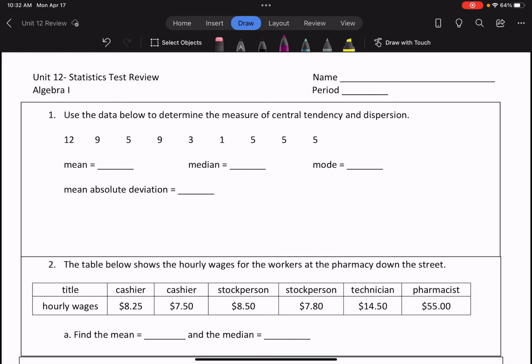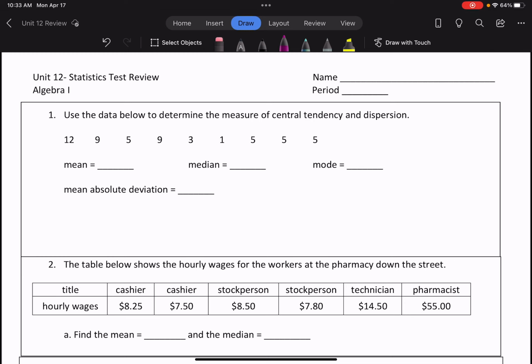So the first thing that we could do is put all this data in order in our calculator, and we could actually calculate these by hand. But guys, we have access to the calculator, so let's just use it. I'm going to go ahead and hit that data button. Hit it one more time and press forward to clear out any of your lists so far. And we're going to enter in the values 12, 9, 5, 9, 3, 1, 5, 5, and 5. So you should have 9 values entered in.